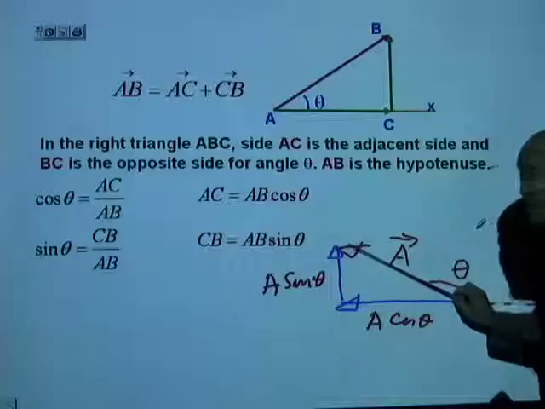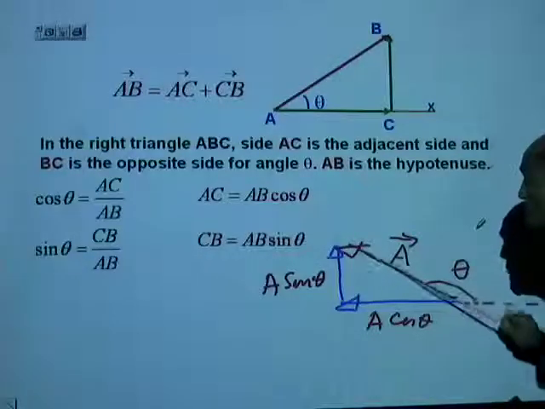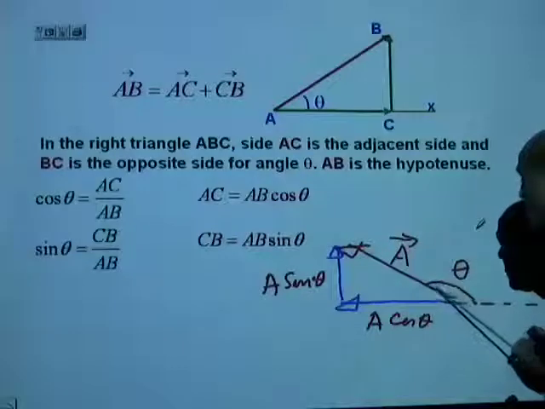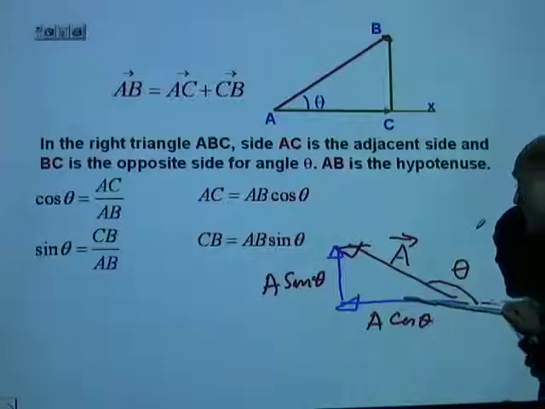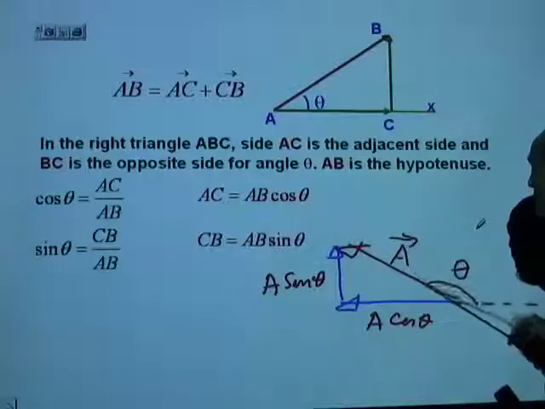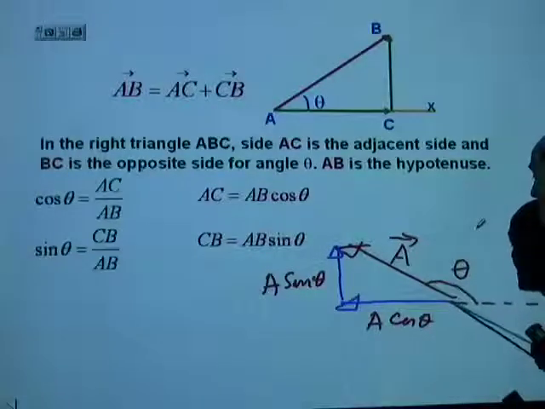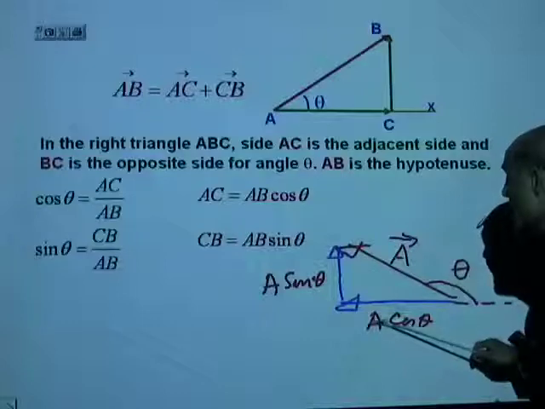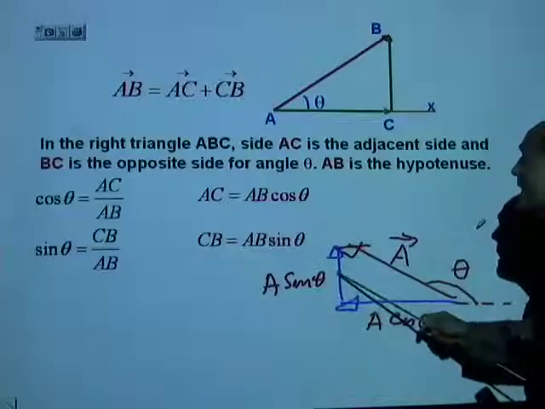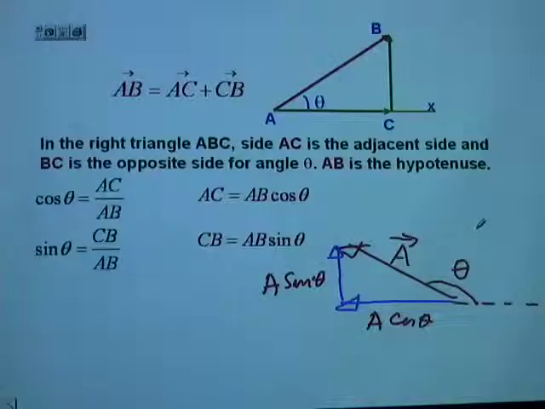Whenever you have a vector whose magnitude we know and the direction we know, we can find the x component of that vector. If A is a vector that makes an angle theta with the positive x-axis, its x component will be A cos theta and its y component will be A sin theta. A very important concept.